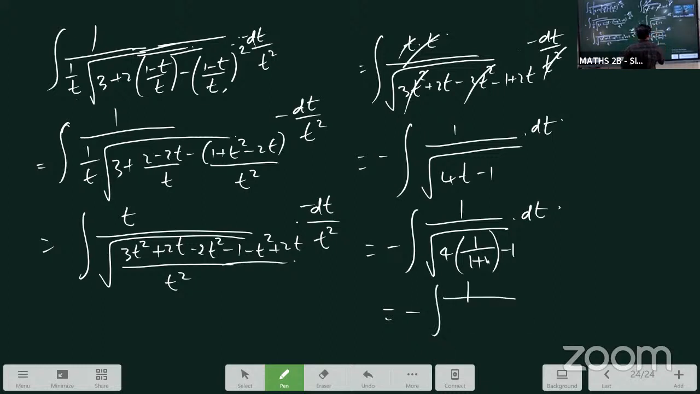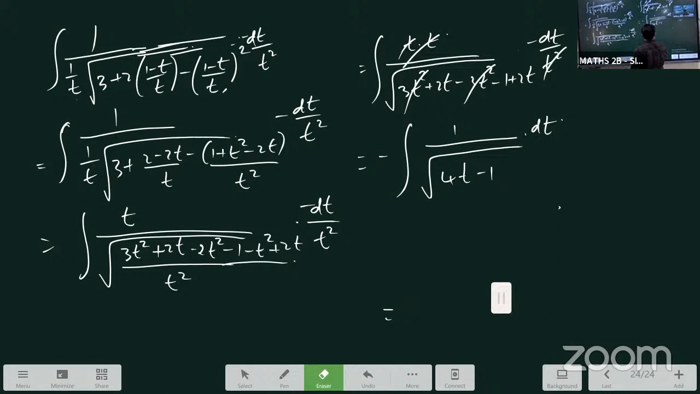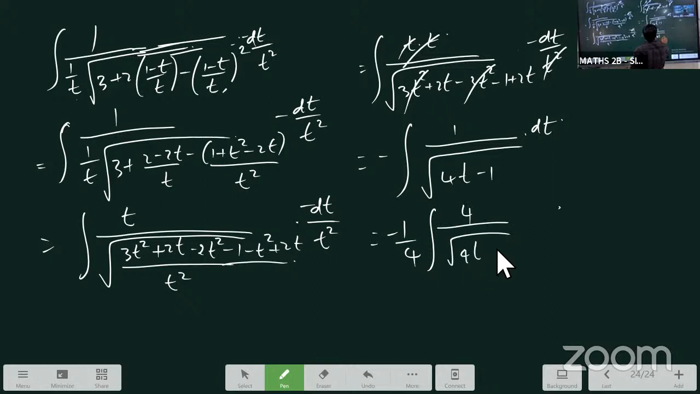Integration of 1 by under root of 4, take LCM, minus 1 minus x by 1 plus x. Okay, I'm replacing first itself. Here, let us do integration of this first. What is that? Into minus outside. Now it is in the form of, so minus 1 by 4, right? Minus 1 by 4, and you multiply and divide with under root of 4t minus 1.